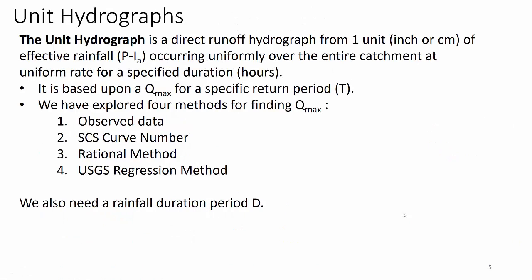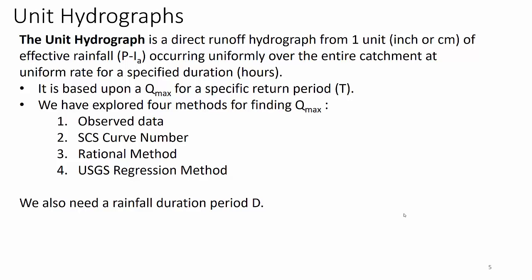So the unit hydrograph is a direct runoff hydrograph from 1 unit, 1 inch or centimeter, of effective rainfall, that's precipitation minus initial abstractions, occurring uniformly over the entire catchment at uniform rates for a specified duration in time. Well, we know that never happens, but it's an assumption we make to simplify our calculation of a unit hydrograph, and it's effective for most purposes.